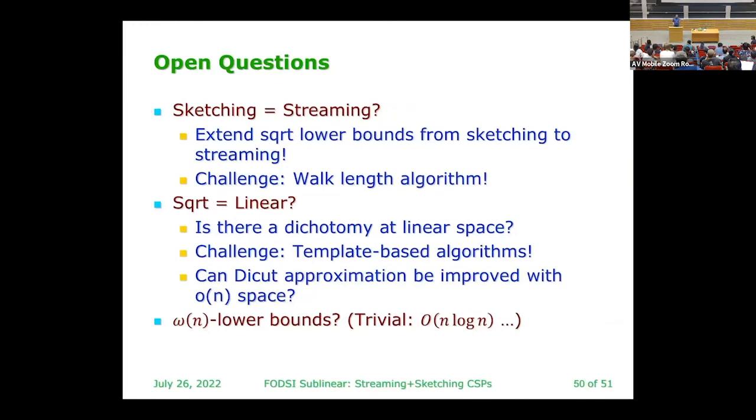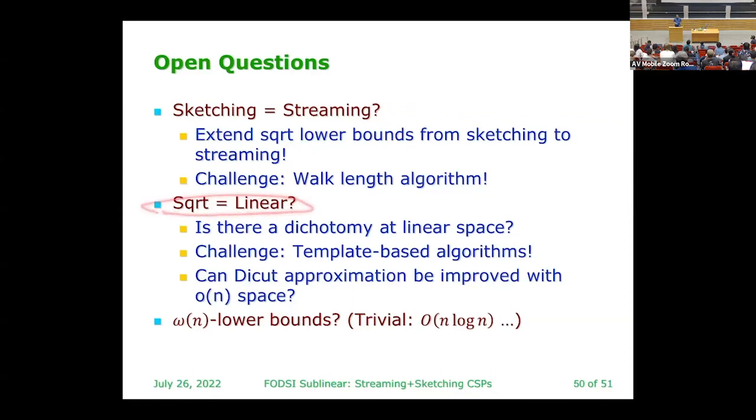And somewhere out there, we went from wanting to prove streaming lower bounds to only getting sketching lower bounds, which was a little unexpected for us. So some open questions in this area. One is, are there really non-trivial streaming algorithms which are not sketching algorithms? I mean, I'm sure this question has been asked in many other contexts before. In the context of CSPs, it's a very clean question, and we don't know the answer to that.